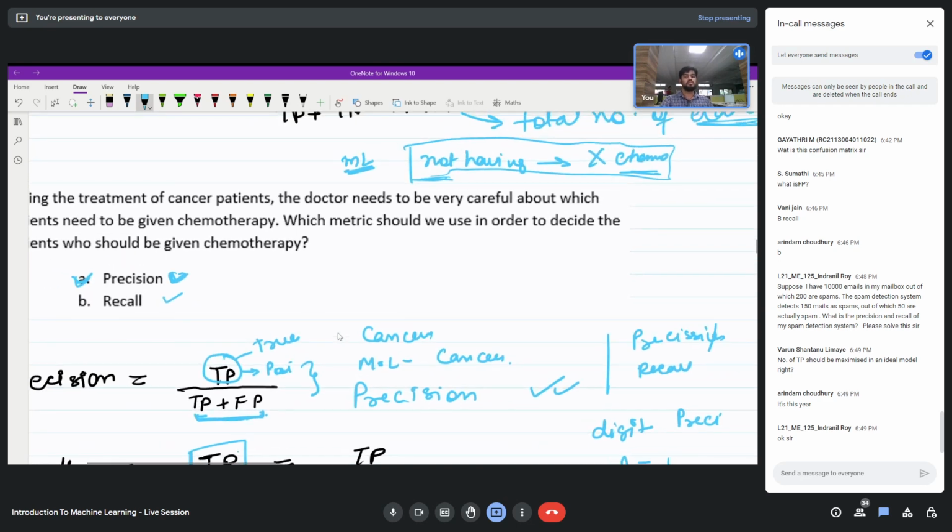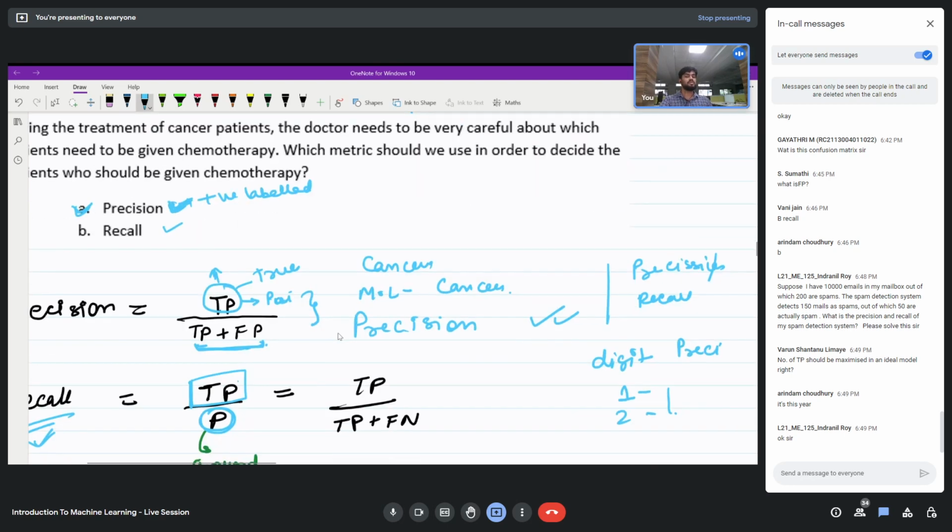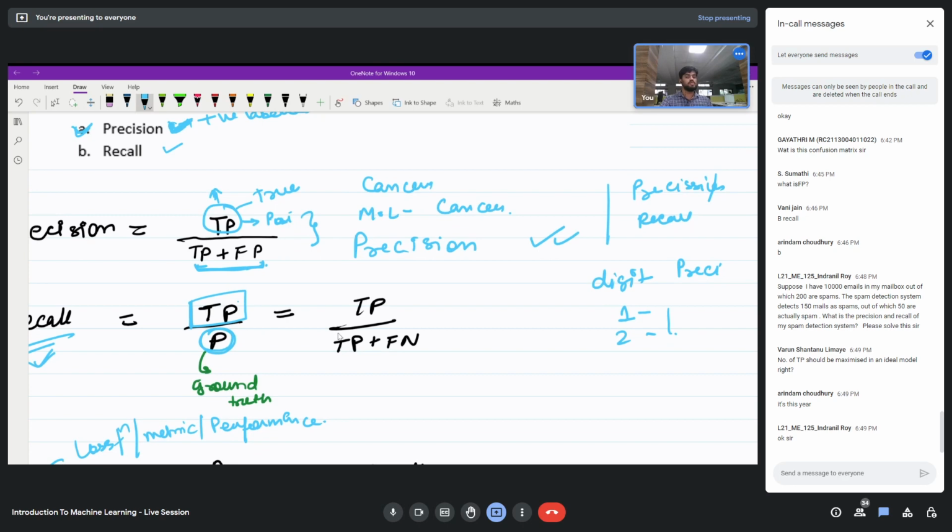For example, take an example in the medical domain. Here the person should maximize the precision rather than just maximizing the true positive, and that too the precision for the positive labeled class. So it will vary from problem to problem, and you can't say that one must try to maximize this. One should try to maximize a combination of true positive and true negative, and also try to minimize false positive and false negative.